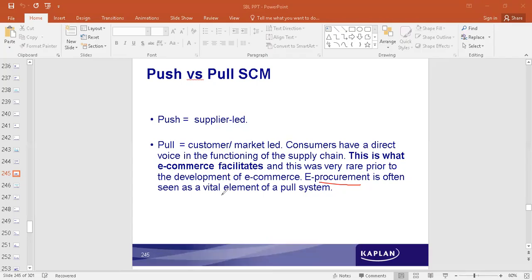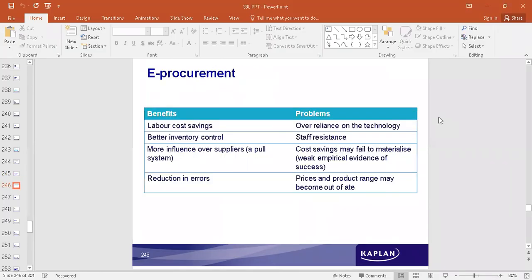So it is not so time consuming like in the traditional method. Material can be purchased quicker than the traditional method. So e-procurement is often seen as a vital element of a pull system. If the pull system requires everything quickly, then e-procurement helps in that.